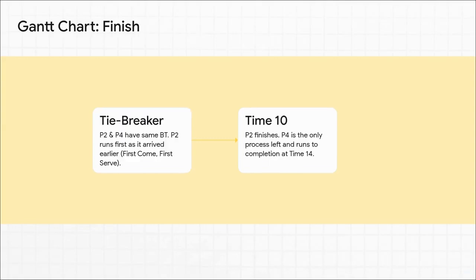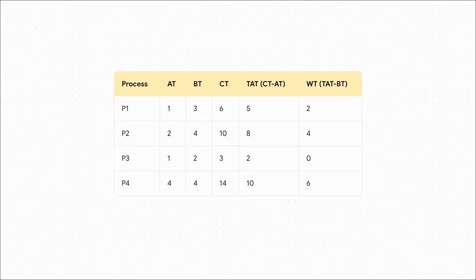Easy enough, right? Okay, now things get interesting. At time 6, P1 is done. Who's waiting? Well, P2 is still there, and now P4 has shown up at time 4. Let's check their burst times. Wait a minute, they're both 4. We have a tie. So what do we do? There has to be a tiebreaker rule, and in this case, it's simple. First come, first serve. We look at their arrival times. P2 arrived at time 2, P4 arrived at time 4, so P2 was here first. It gets the CPU. P2 runs for its 4 units, finishing at time 10. And now, the only one left is poor P4, so it runs last, finishing everything up at time 14. So, that's the whole sequence.